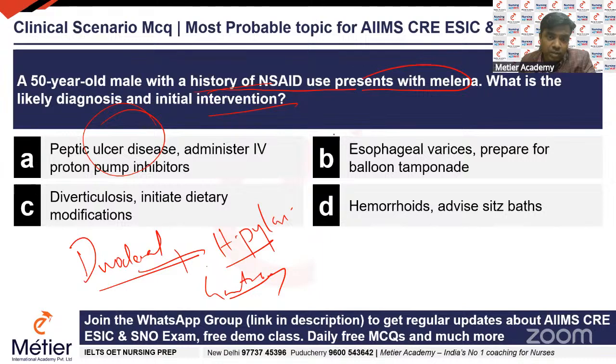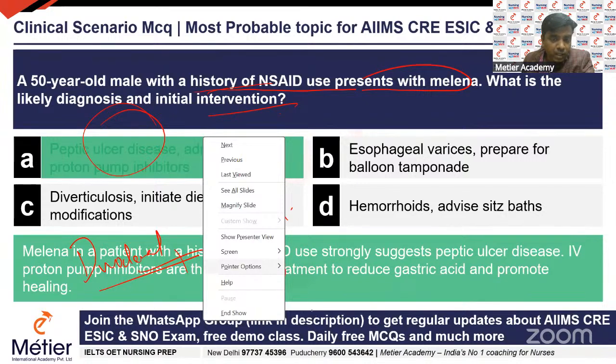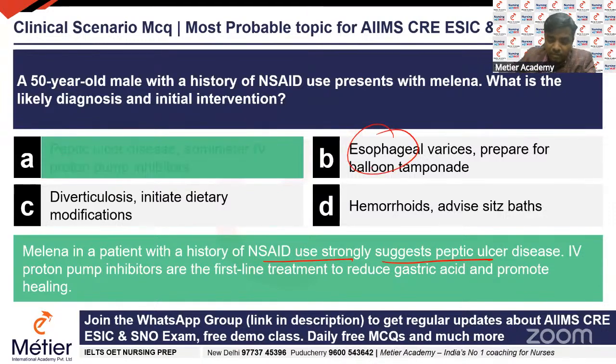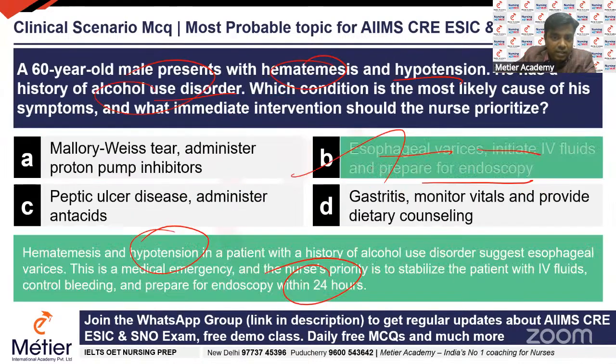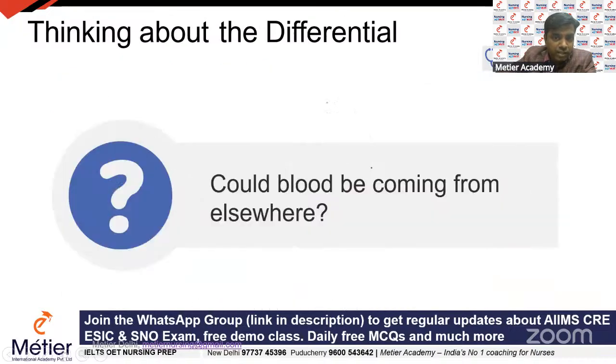It's very important. Okay, so esophageal varices, I think the answer will be A. Oh, sorry. Yeah, you are right. Sorry, I only gave melena, and I was thinking esophageal varices. You are right, peptic ulcer disease. Melena in a patient with a history of NSAID use strongly suggests peptic ulcer disease. Yes, esophageal varices, maybe I am wrong because I thought all the questions were from upper GI bleed.